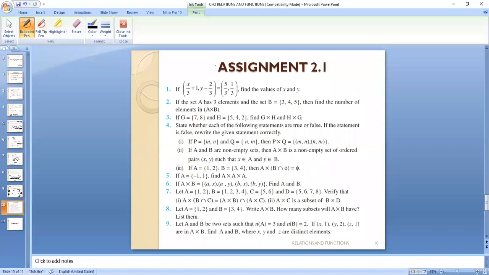Okay. Now, in 1 minute, let us try to find the answers for this. The first question: (x/3 + 1, y - 2/3) = (5/3, 1/3). Find the values of x and y. Just give me the hint how we will find the values of x and y in the first question. Put x/3 + 1 equal to 5/3. Yes, very good. And y - 2/3 is equal to 1/3. Yes, so we will be comparing the two values. x/3 + 1 will be 5/3, y - 2/3 will be 1/3. Solving this, we will get the values.